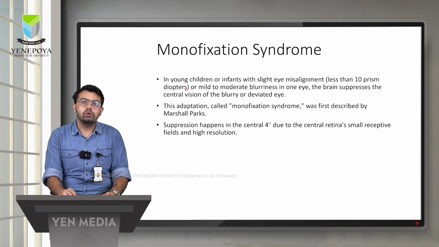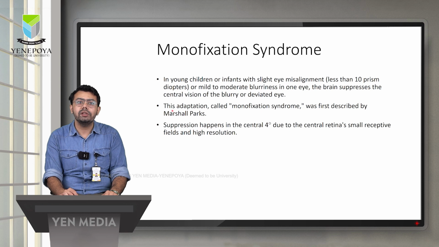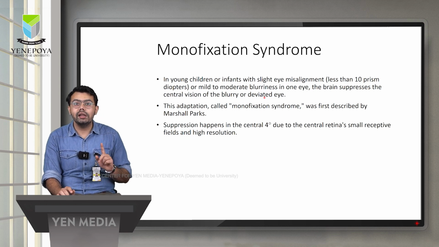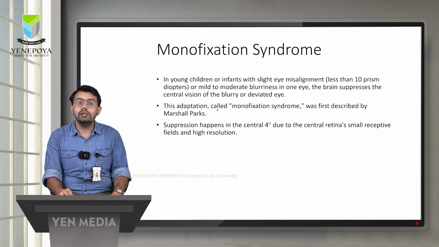Coming to monofixation syndrome. In young adults or infants with slight misalignment, the first condition for monofixation syndrome is that the deviation should be less than 10 prism diopters, or mild to moderate blurriness in both eyes. The brain suppresses the central vision of the blurred eye or the deviated eye. For example, if there is a deviation in two eyes, but that deviation is less than 10 prism diopters, in that condition the brain suppresses the central image from the deviated eye. This condition is called monofixation syndrome, which was first described by Parks.